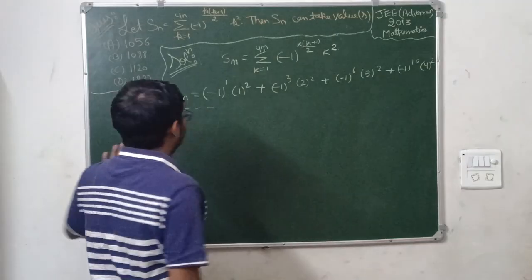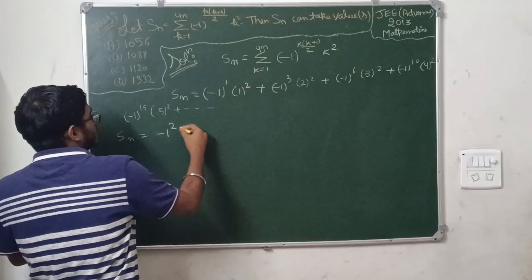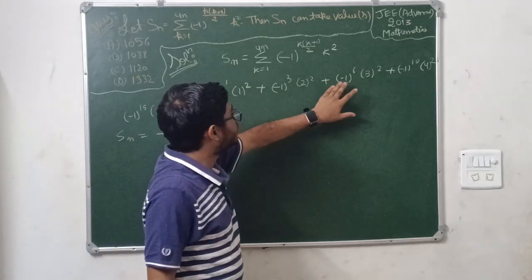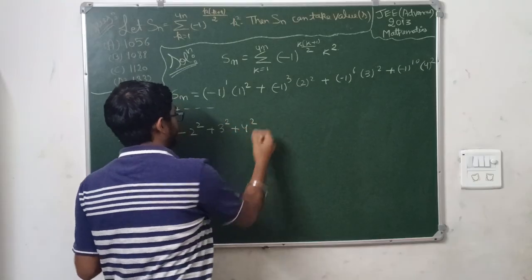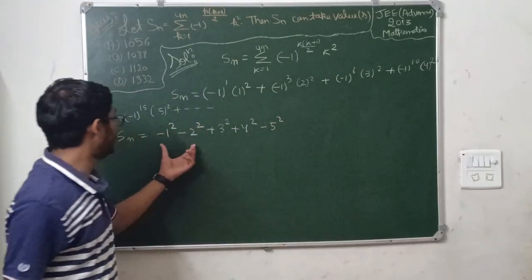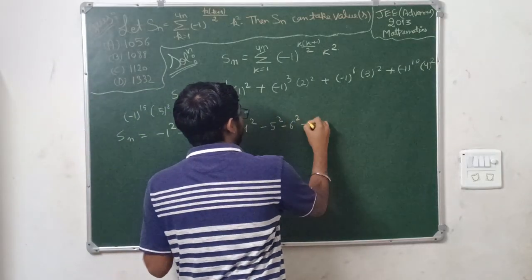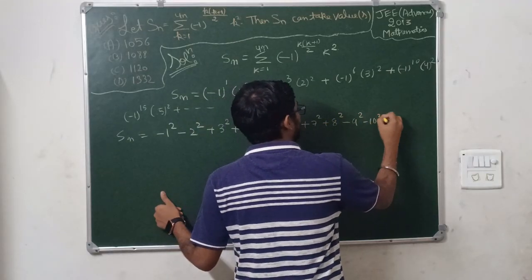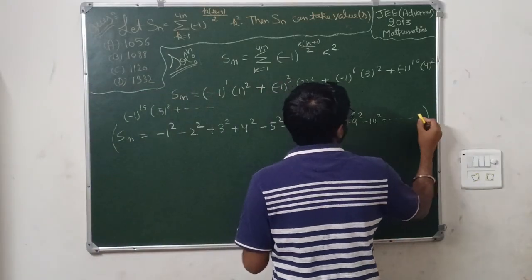Now you can obtain a series here. Sn can be written as: this is minus 1 square, the next one is also minus 2 square, and again minus 1 to the power even, so this will become plus 3 square plus 4 square. Then again minus 5 square, so alternately double minus and double plus: minus 6 square and plus 7 square plus 8 square minus 9 square minus 10 square and so on. This series will go till 4n terms.